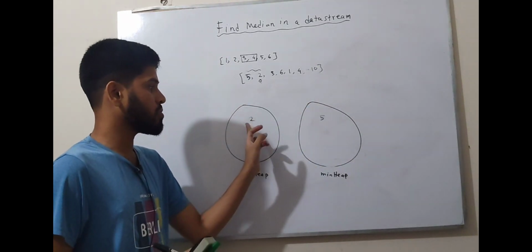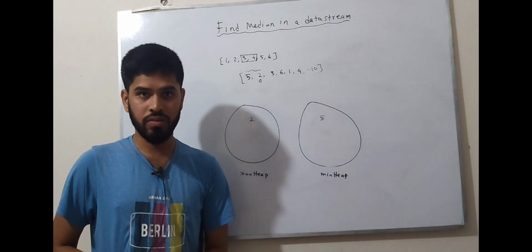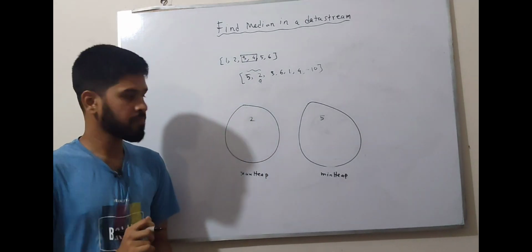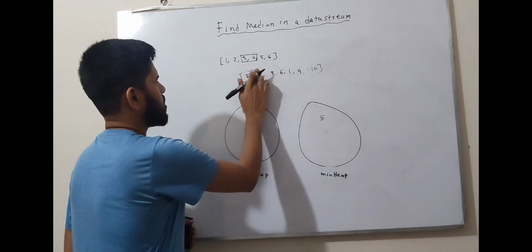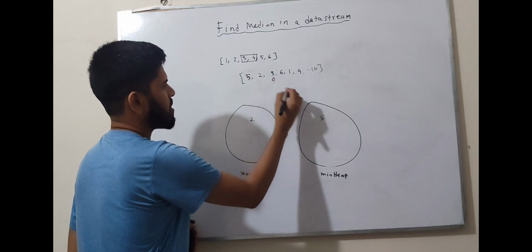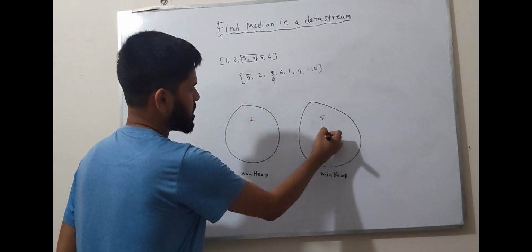So 2 plus 5 equals 7, divided by 2 equals 3.5. Okay. Now let's move forward. This is our next element. Let's insert it in our median data structure.